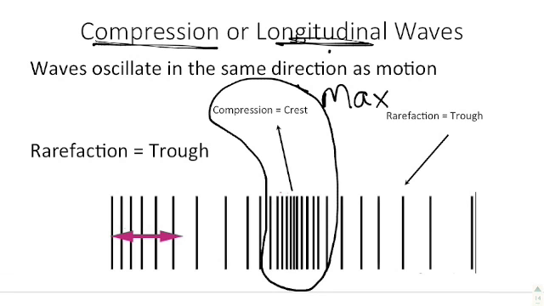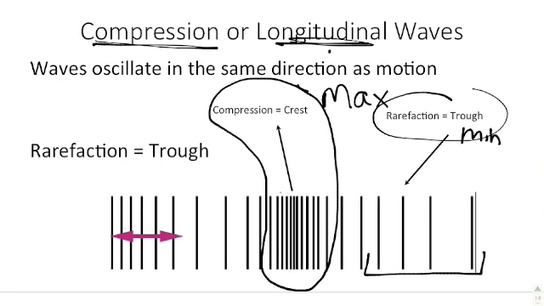Other than the compression, you have this region where it's stretched out. That represents a rarefaction. A rarefaction is the same thing as a trough. It's the point of minimum energy, like a trough on a transverse wave. Examples of compression or longitudinal waves tend to be things like sound. Sound is an example of molecules being squeezed together and then separated, and squeezed together and separated. So whereas light is an excellent example of a transverse wave, sound is an excellent example of a compression wave.